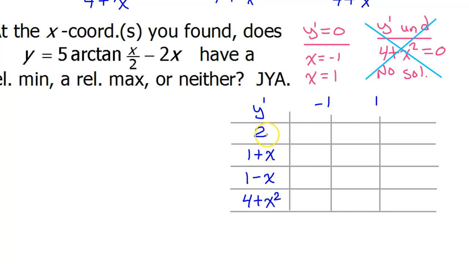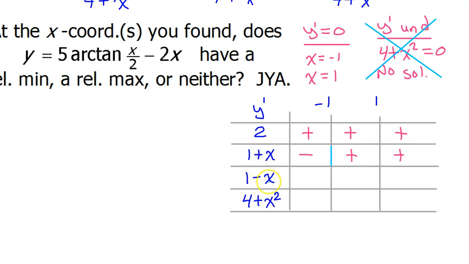Now we must decide whether these factors are positive or negative in each interval. Of course, 2 is always positive, so that's easy. 1 plus x is equal to 0 at x equals negative 1. This is the only place where this factor might change sign, so we really only have two intervals to consider, left and right. To the left of -1, this expression will be negative. For example, at x equals -2, we'd have 1 plus -2, which is negative. For x values to the right of -1, this expression will be positive.